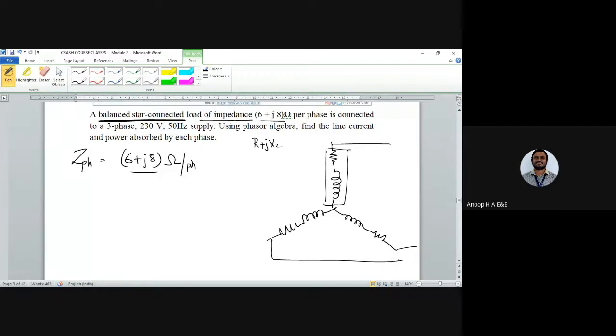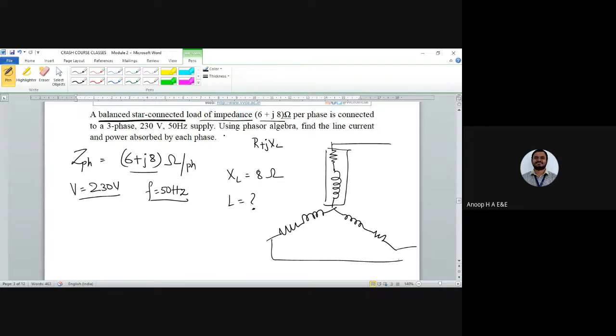Okay. I think Nishant is there in the meeting. Nishant? Yes, sir. Okay, Nishant, you just help me in finding out the solution to this problem. Okay, sir. Okay then. So XL would be equal to 8 ohm, and what is the value of L that you need to find out?